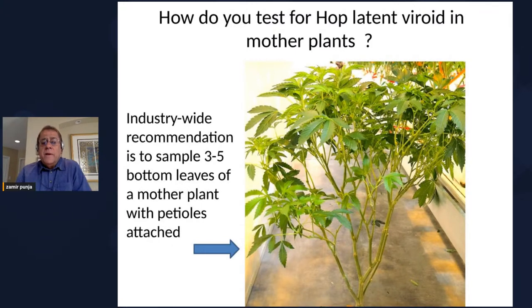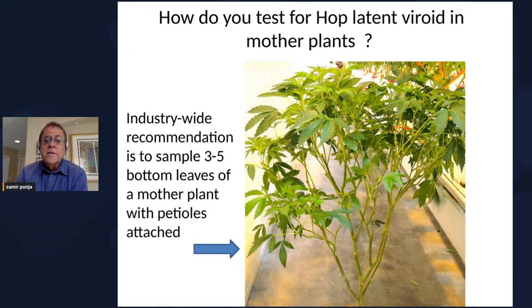Now, if you've got mother plants, which everybody does, and you've got these plants that you want to test to see if it's got hop latent viroid in it, symptoms are not going to be obvious. These mother plants do not show very obvious symptoms, not like what I showed you early on with the flowering plants. And so to really know if a mother plant's infected, one needs to go in and take samples.